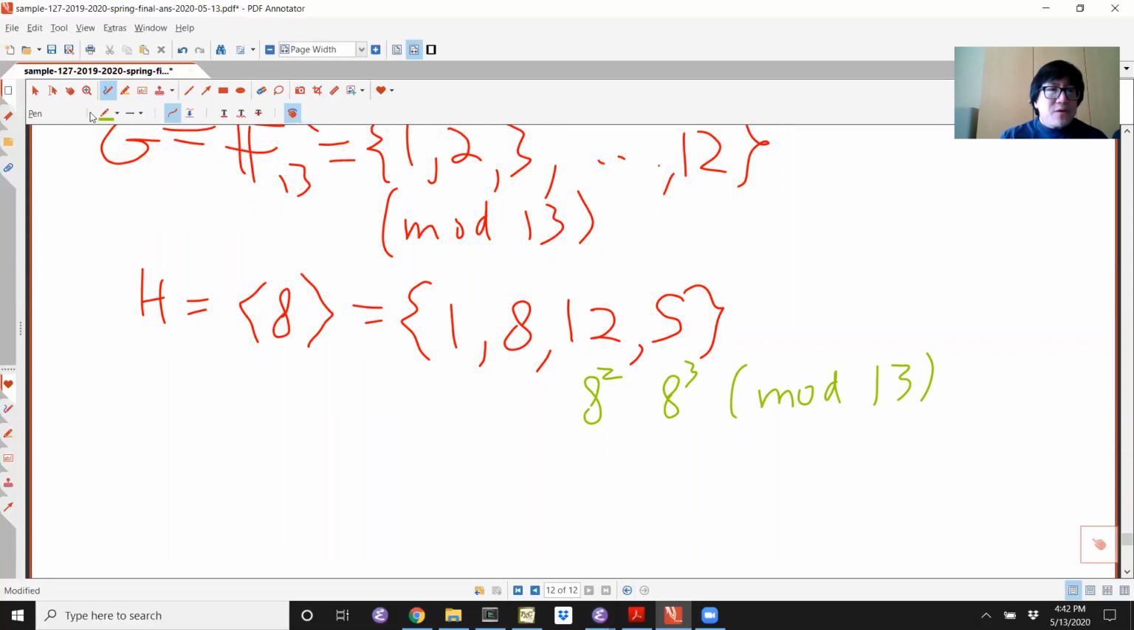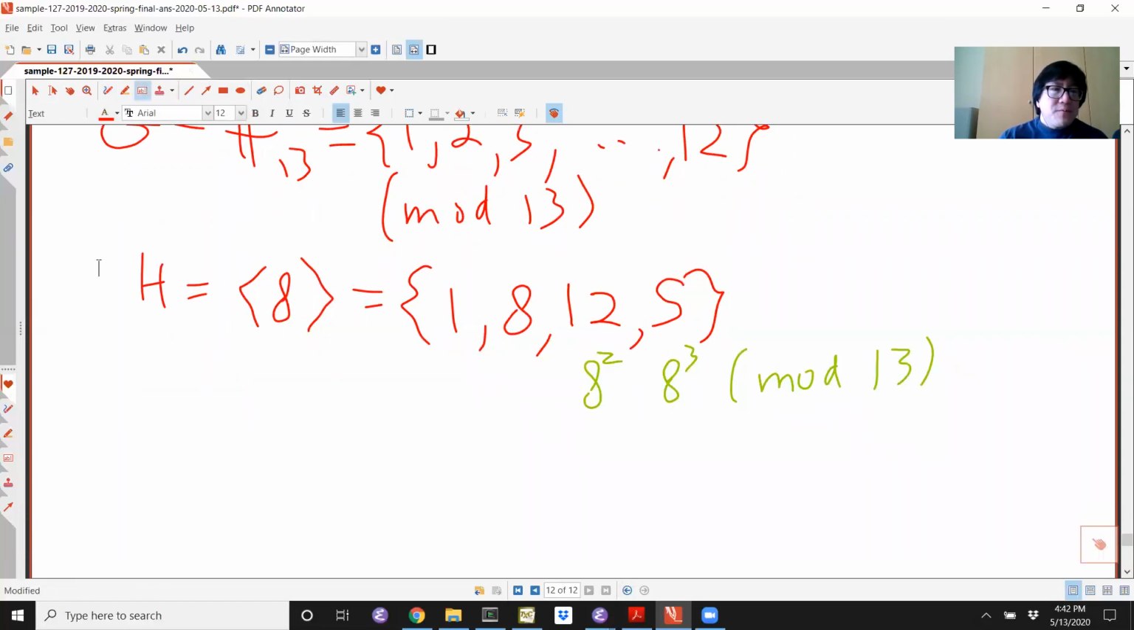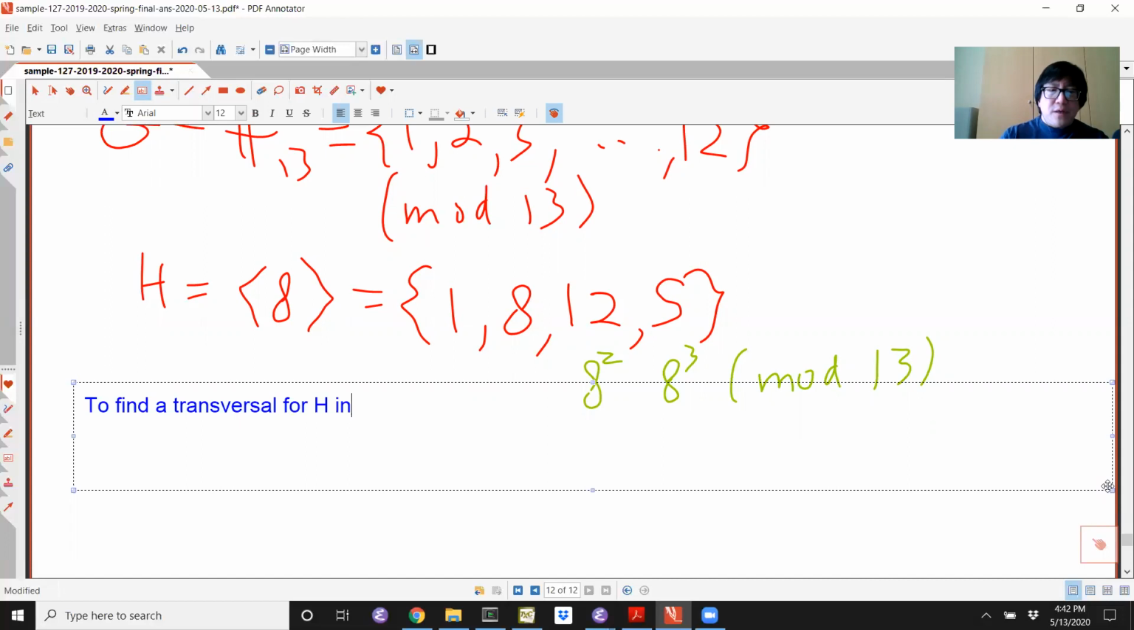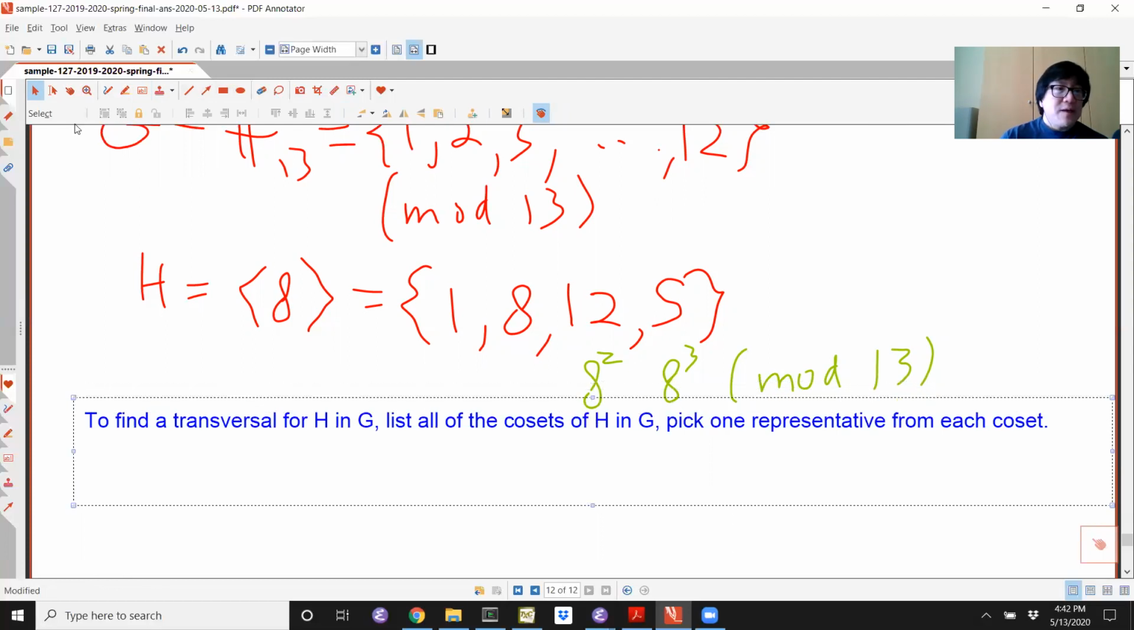So there's your subgroup H, and now we want to find a transversal for H inside G. That was John B's original question. Sorry, it took me a little while to generate an example there. To find a transversal for H in G, you list all of the cosets of H in G and pick one representative from each coset. So how do we do that?